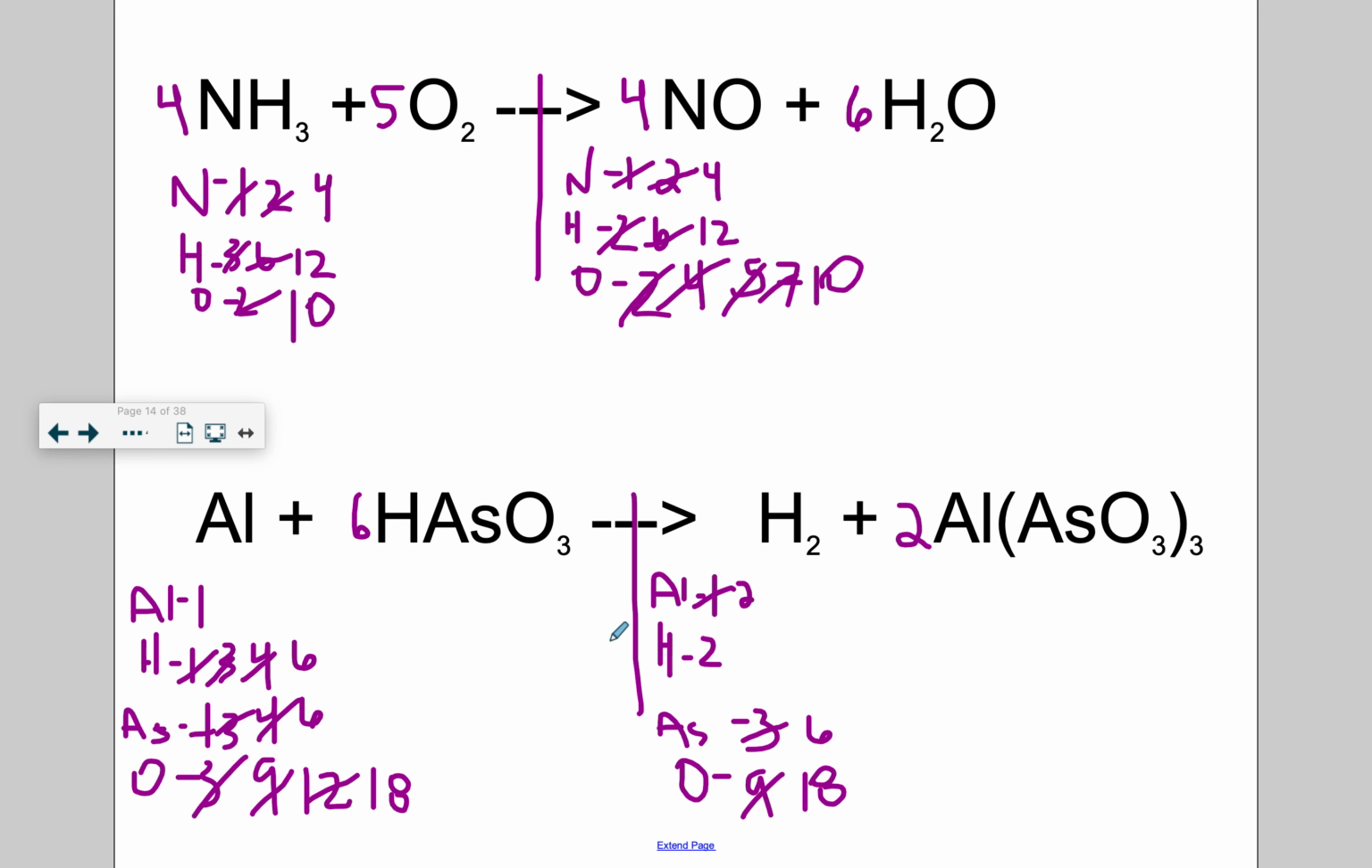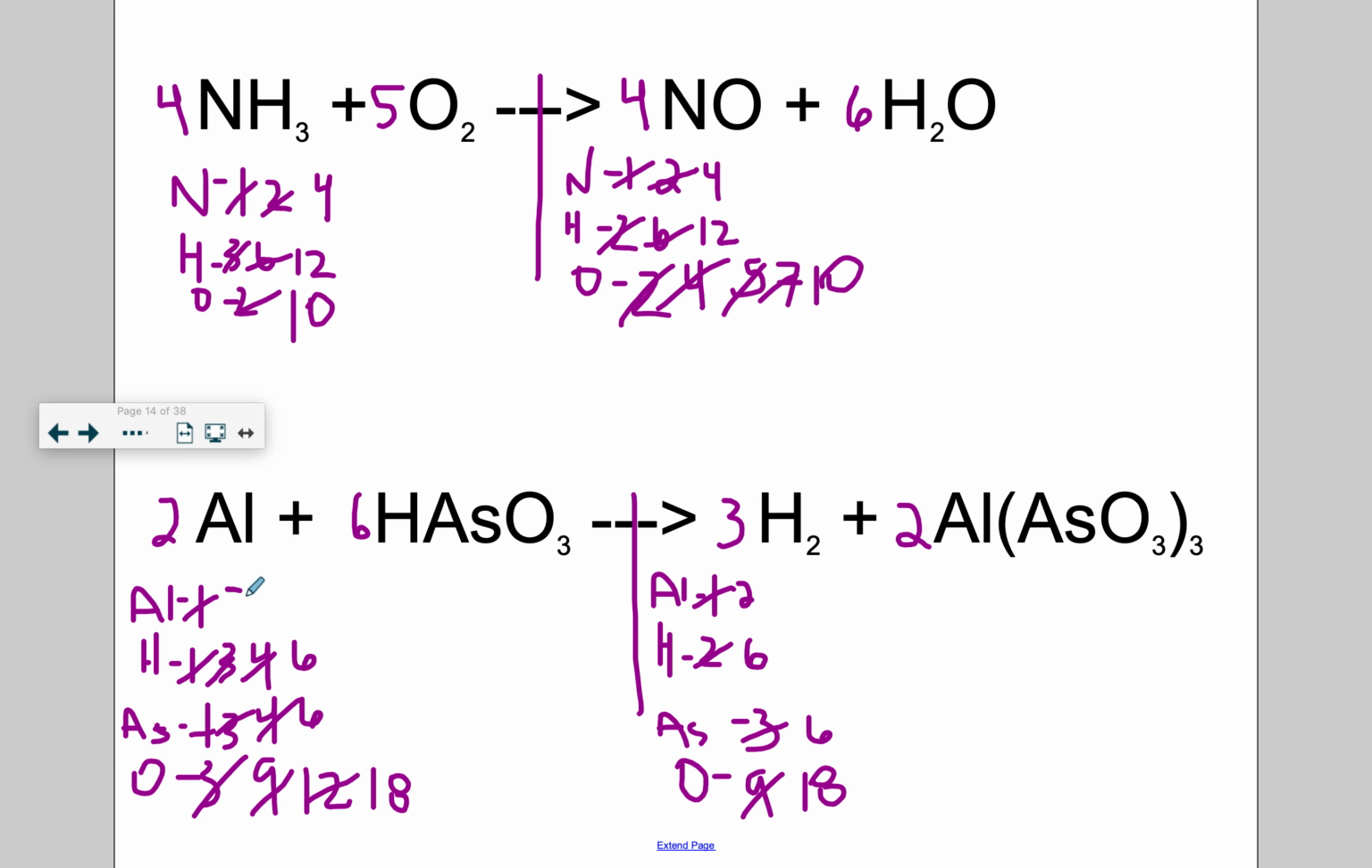Okay. Hydrogens, I have 6 over here, 2 over here. Coefficient I can stick here is 3. So 3 times 2 is 6. 2, 6, 6, 18. 1, 6, 6, 18. Oh, that's an easy fix.